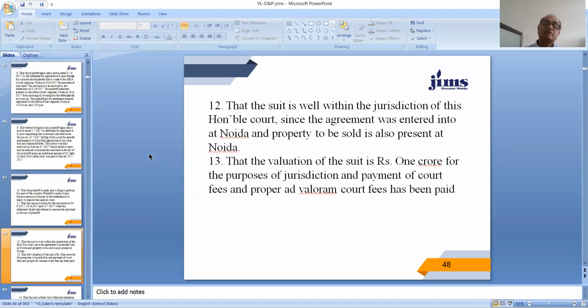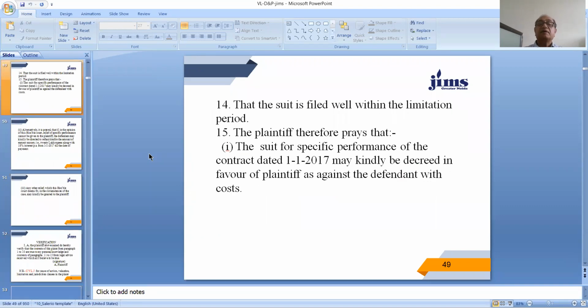Now comes valuation, that the valuation of the suit is rupees 1 crore for the purposes of jurisdiction and payment of court fee, and proper ad valorem court fee has been paid. Then comes limitation, that the suit is filed well within the limitation period. Last comes the prayer. The plaintiff therefore prays that number 1, the suit for specific performance of the contract dated 1/1/2017 may kindly be decreed in favor of the plaintiff as against the defendant with cost.